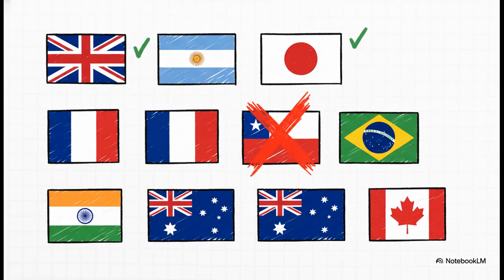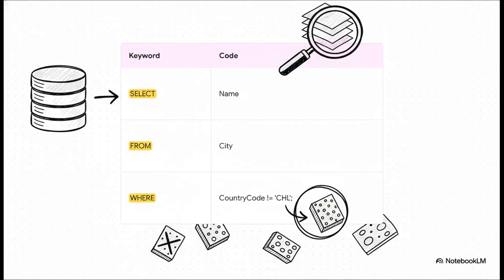Let's try one more. This time, we want to exclude something. We want a list of cities, but we don't care about any of the ones in Chile. And again, look how direct the SQL is. We select the name from the city table, but we only include rows where the country code, using that not equal to operator we saw earlier, is not CHL. We've just asked a pretty specific question with a single, clear line of code.